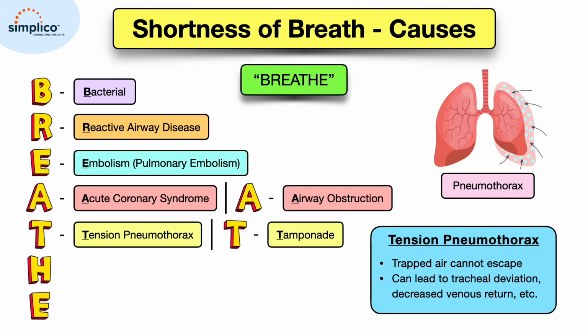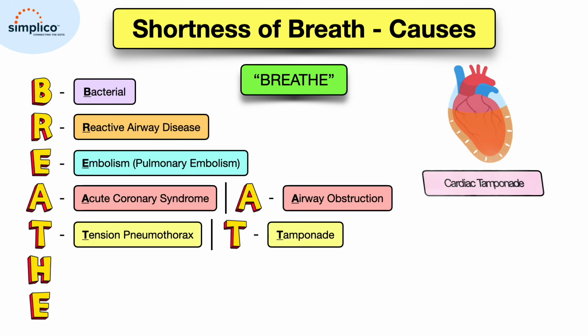The trapped air causes increased pressure in the pleural space, and it can lead to tracheal deviation, decreased venous return, and more. But for the purpose of the mnemonic, the tension pneumothorax is there to help you remember pneumothorax in general. And then we have tamponade.